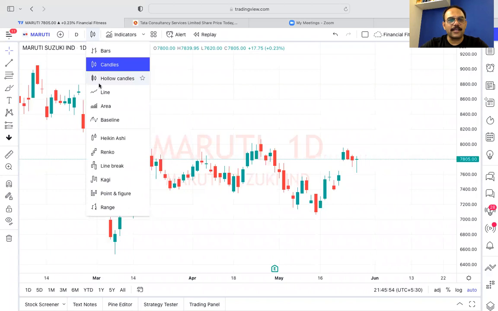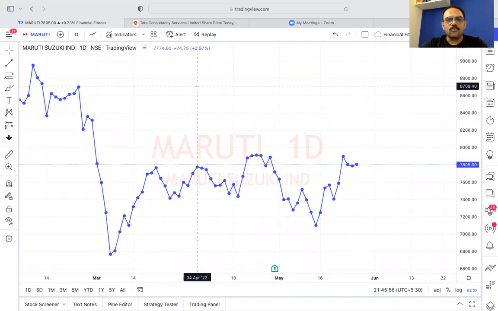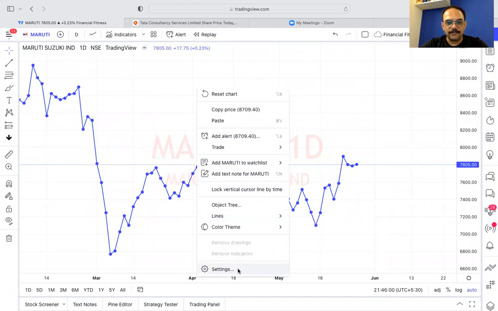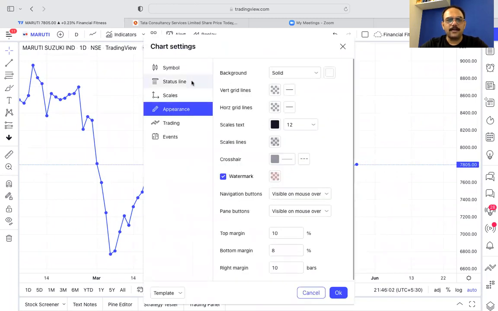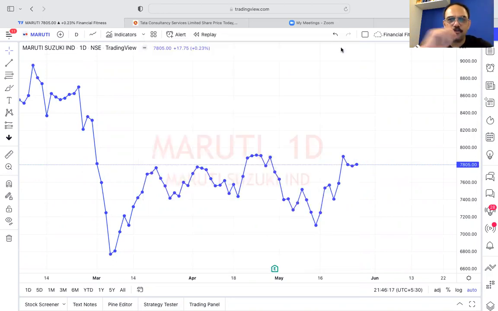It will come. If you are clicking on line chart and you are not able to see these dots, go to settings and symbol here, type with markers. So in symbol you type with markers. Simple, if you do, the dots will disappear. If you say with markers, the dot will appear. It is better when you are starting new, keep the dots.